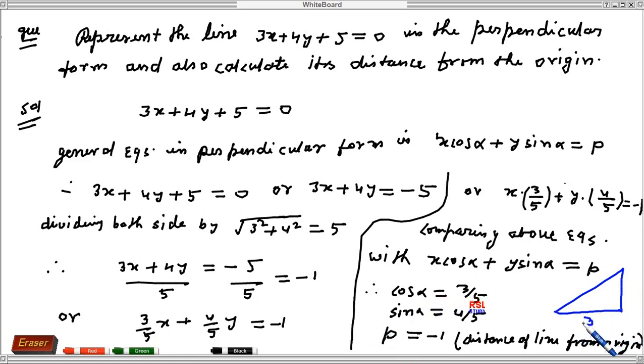Cos alpha is 3 by 5, that means here is alpha, the base is 3, the hypotenuse is 5, triangle ABC, and this must be the square root of 5 square minus 3 square, which will give 4. So this is the equation in the perpendicular form.